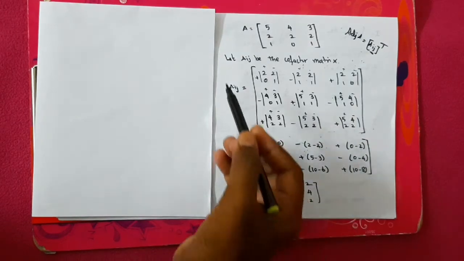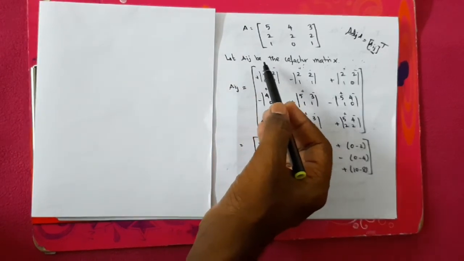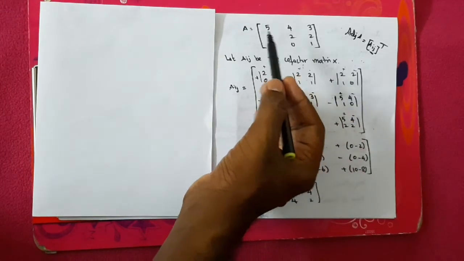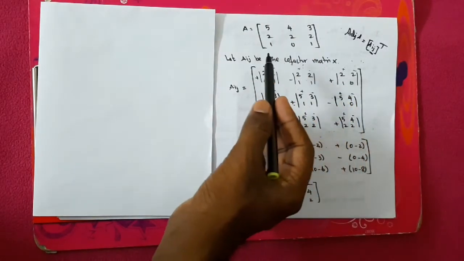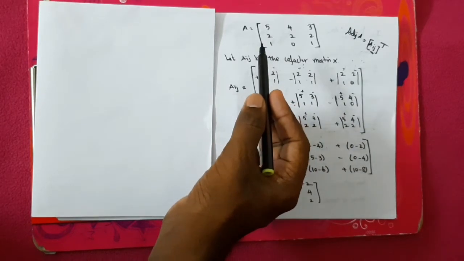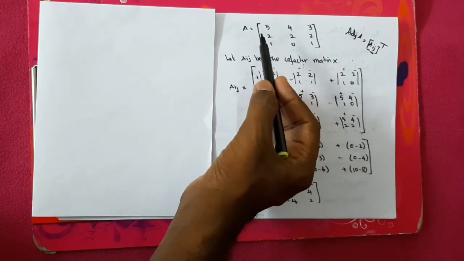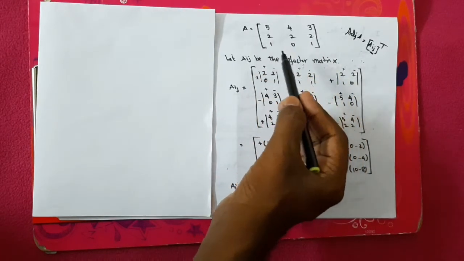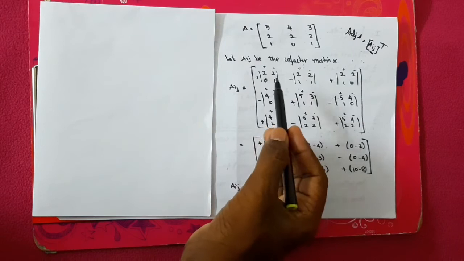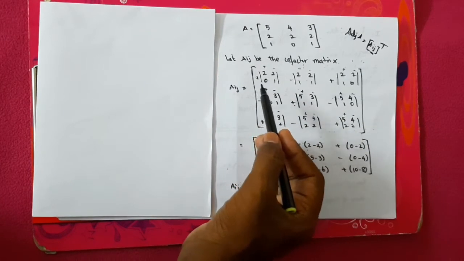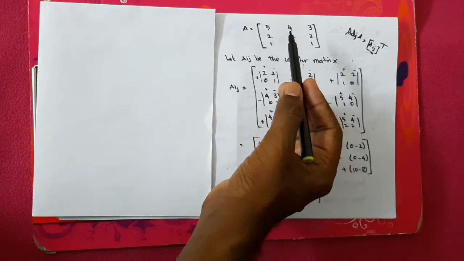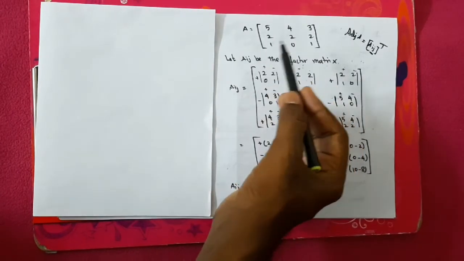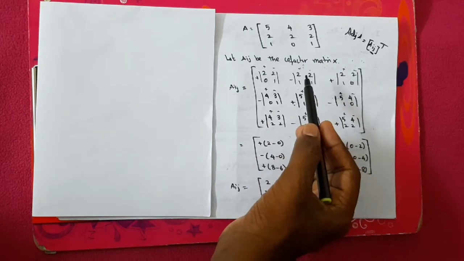Okay, let's see how to find the cofactor matrix. Let Aij be the cofactor matrix, I write. Here, 9 elements are there, and for each and every element, there will be a minor. So first, if you want to find the minor of 5, what do we do? We leave this row and this column, and write the remaining entries in the determinant. So 2, 2, 0, 1. Put a determinant. Now for 4, to write the minor, leave this row and this column. So the entries are 2, 2, 1, 1, written in the determinant.